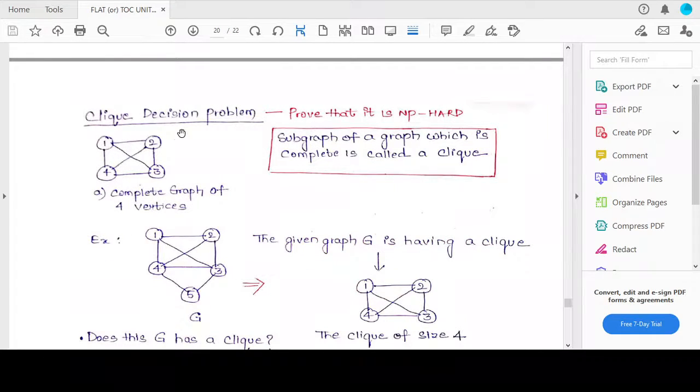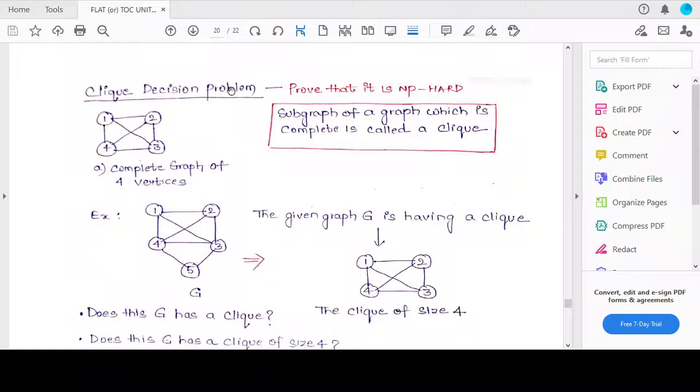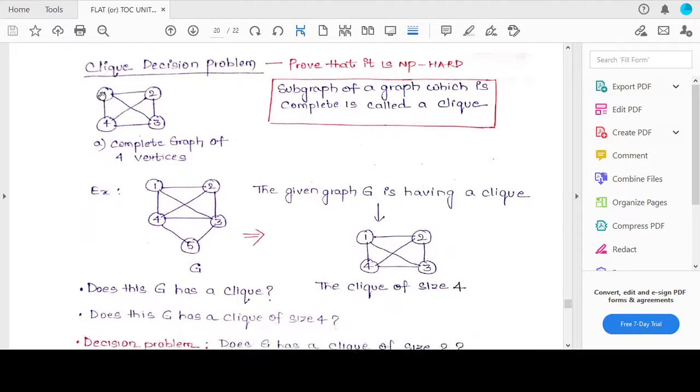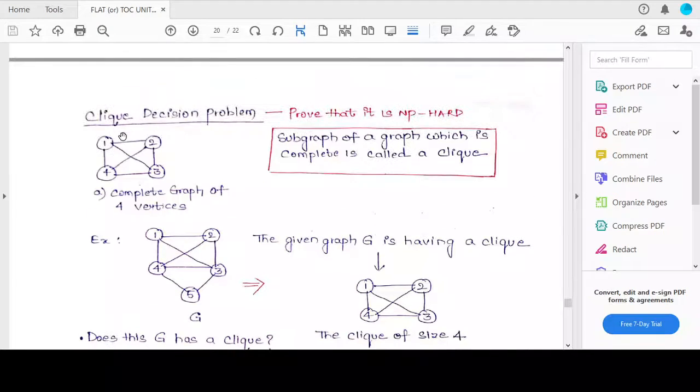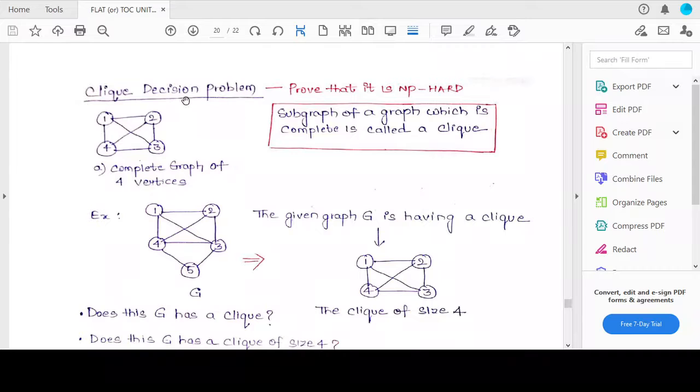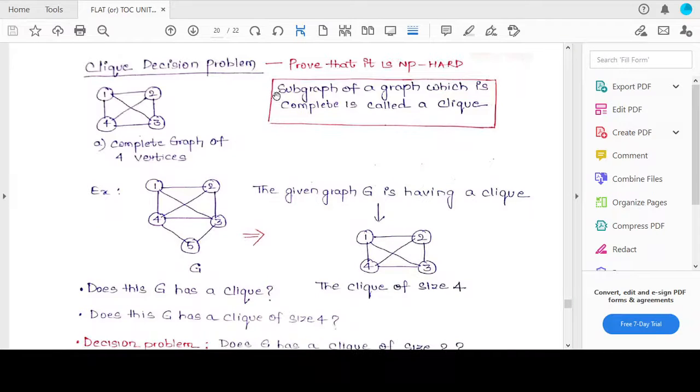Next, we have one more problem that is called the clique decision problem. Before explaining this reduction concept by taking this clique decision problem, let me first tell you what this clique decision problem is. Generally we are going to prove that the clique decision problem is NP-hard, right? How do we prove it? We will see, but before that let me explain what a clique is.